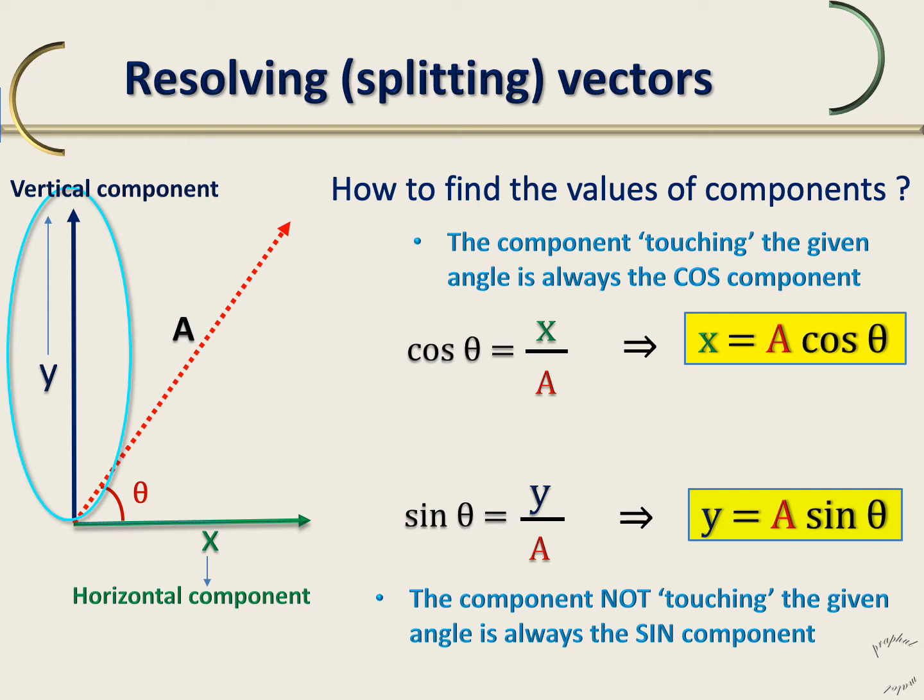the angle. Such components which are far away from the angle or have no direct contact with the angle will always be the sine component, like a sine theta, where a is the parent or original vector. So always you can name the components as a cos theta and a sine theta, where a is the name of the parent vector or the original vector.